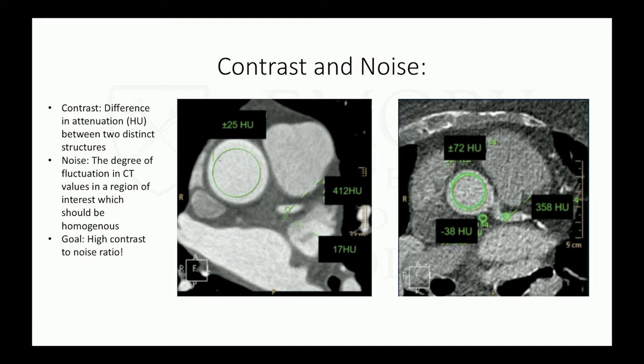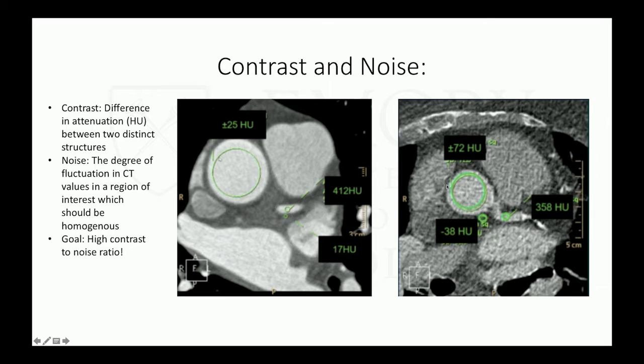A couple important points to take note are concepts of contrast and noise. When we're talking about contrast here, we're talking about radiographic contrast, and so we're talking about the difference in attenuation between two different structures. So looking here at the coronary artery versus epicardial fat, being able to discriminate two structures that are very close by is important.